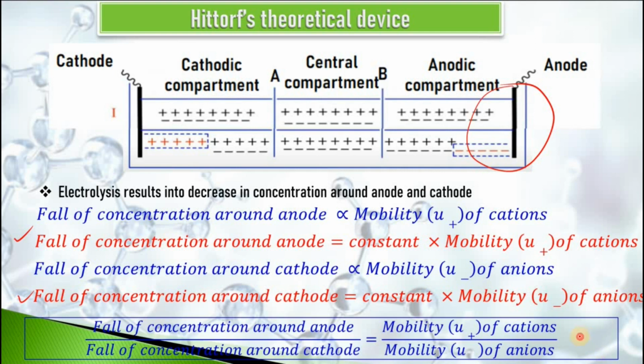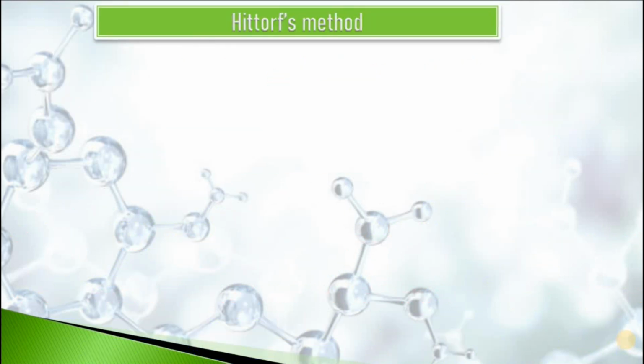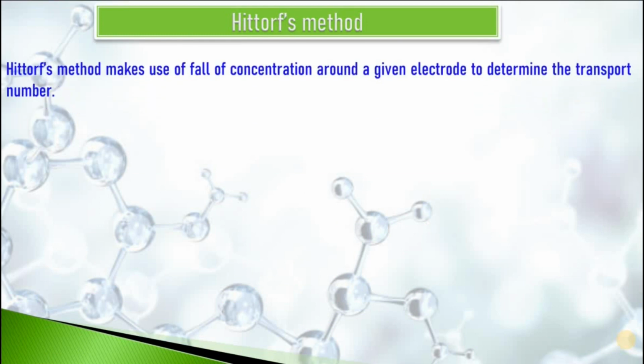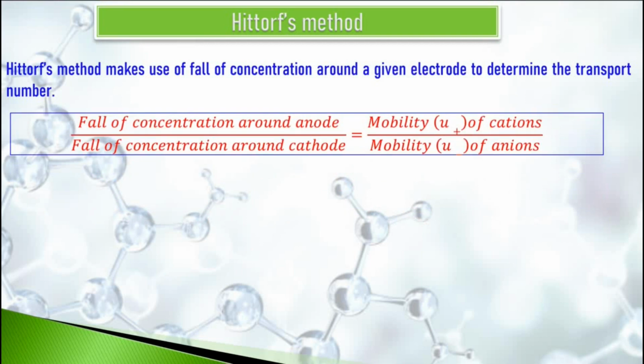We are going to make use of this last equation in Hittorf's method of determination of transport number. Coming to Hittorf's method: Hittorf's method makes use of the fall of concentration around a given electrode to determine the transport number of a specific type of ion. From Hittorf's theoretical device, so far we have got this equation: the fall of concentration around the anode divided by the fall of concentration around the cathode during electrolysis will be proportional to the mobility of cations and the mobility of anions.